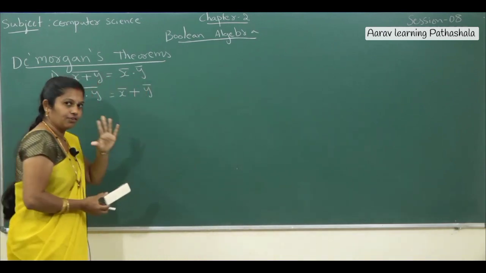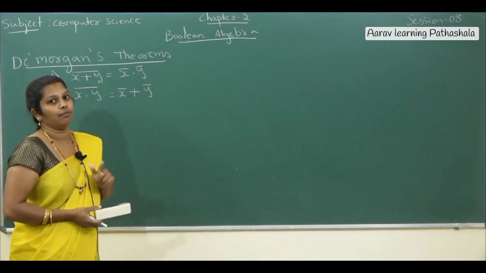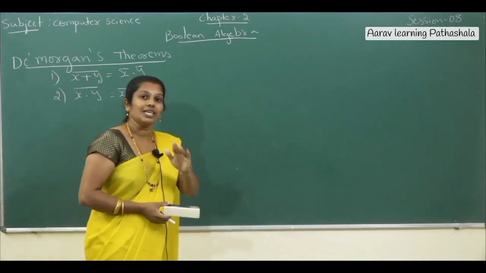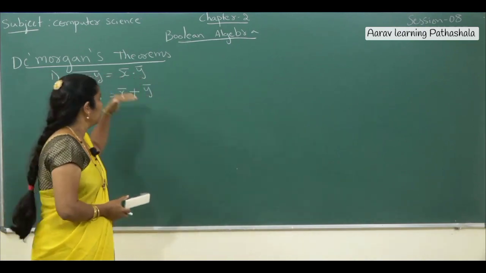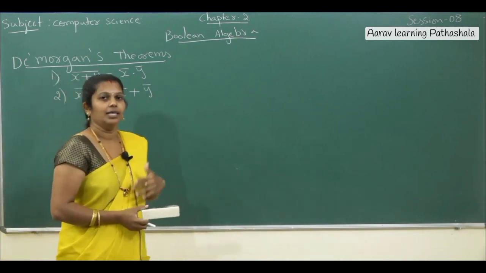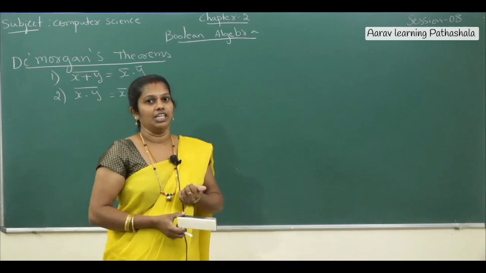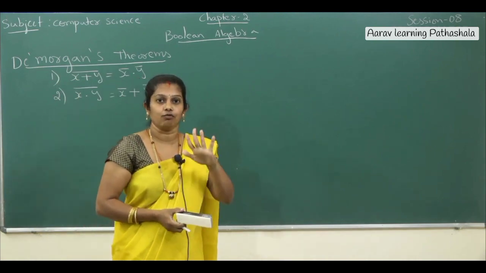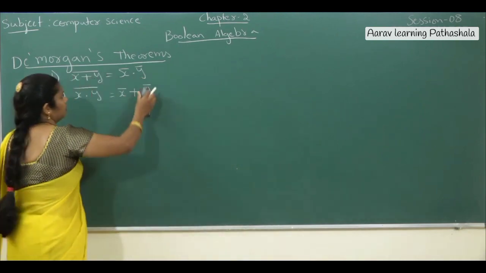But in the exam, for 5 marks they will ask to prove De Morgan's theorem. Then what exactly we have to write is: first we have to write the circuit diagram for that, then you have to write the truth table, then by using the algebraic method you have to solve. Then only you will get the full 5 marks. One by one we will prove.